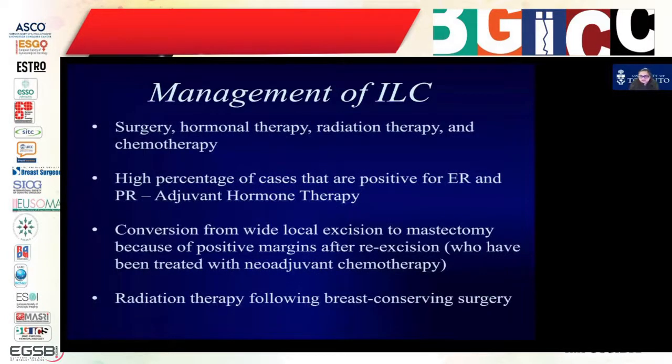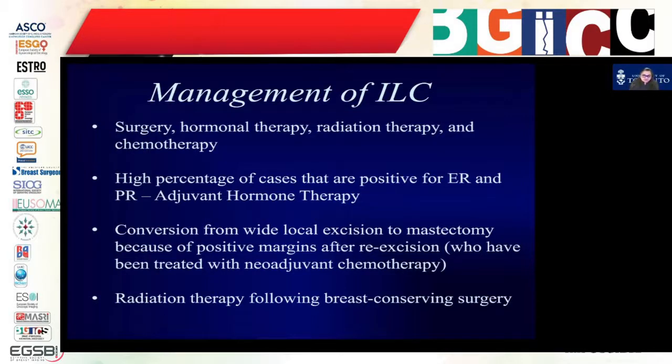Surgery, hormonal therapy, radiation, chemotherapy, the standard array of management is offered for invasive lobular carcinoma. And like I told you before, if you match it with the stage, the outcome is identical. Higher percentages of invasive lobular carcinoma are luminal A, which means they're ER, PR positive, and so they benefit from adjuvant hormonal treatment. Conversion of wide local excision to mastectomy because of positive margins after re-excision is a likelihood in invasive lobular cancer. And that is why we want to do an MRI, because we want to depict the entire extent, which may not be possible with mammography and ultrasound.